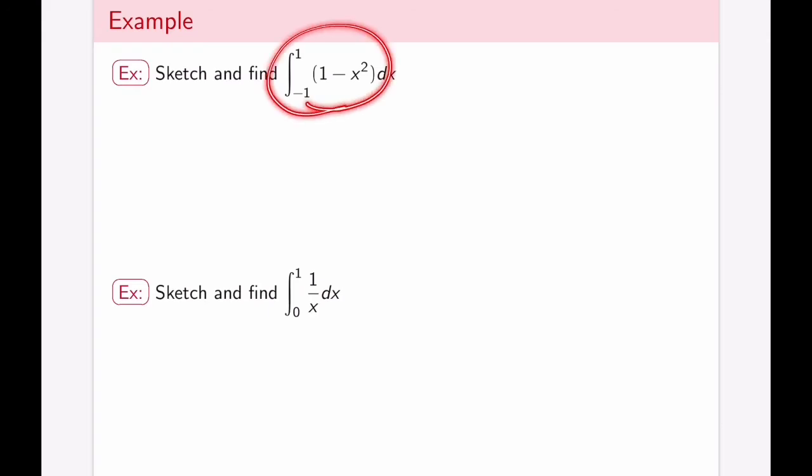We're here asked to sketch and find this integral. And again, if you weren't asked to sketch it, you wouldn't necessarily have to sketch it.